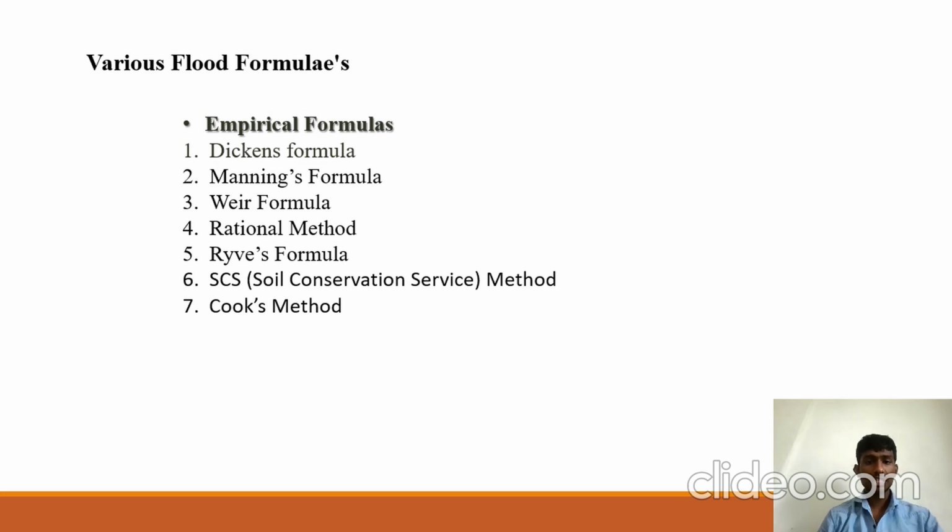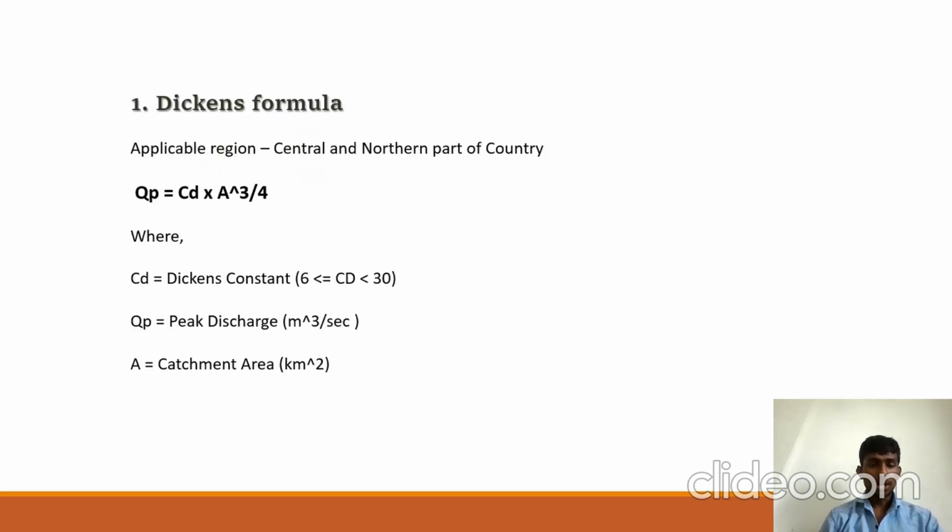I am going to cover Dickens formula. This formula is applicable for the central and northern part of our country, meaning our Maharashtra region and upper regions like Jammu Kashmir, Punjab, Haryana, etc.